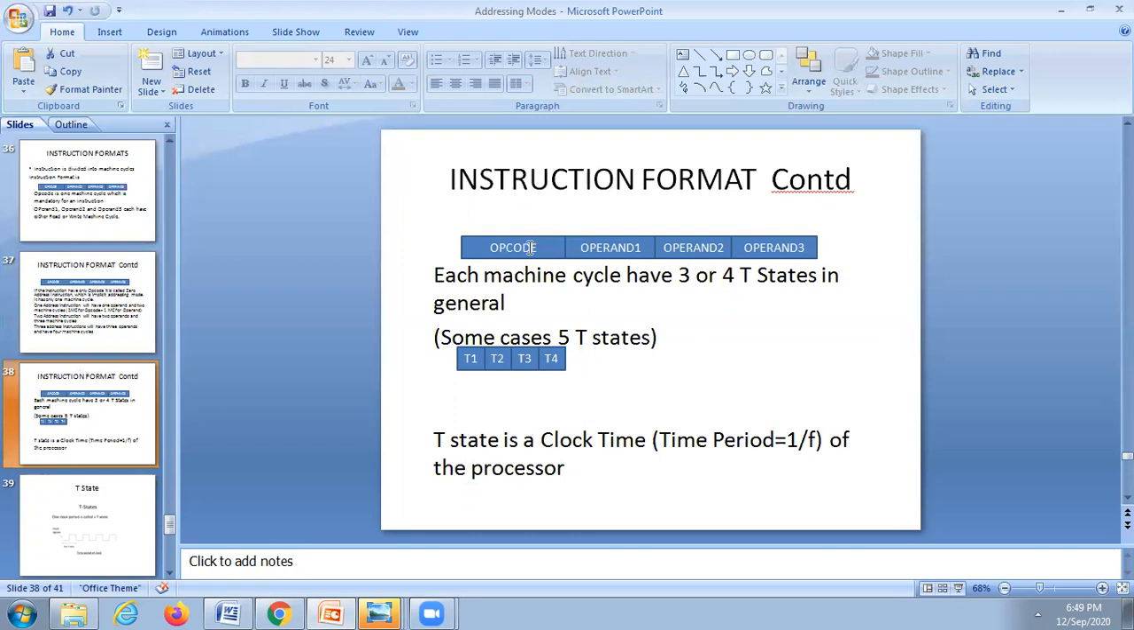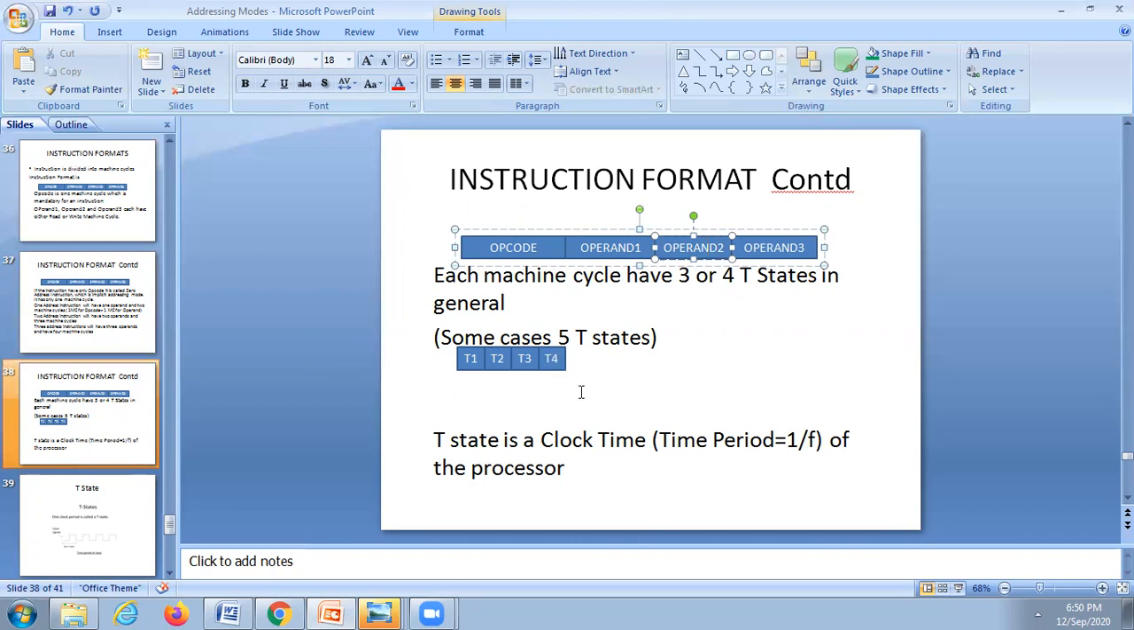The opcode requires 1 machine cycle, and the operands require other machine cycles. If there are 2 operands, we require 3 machine cycles in total: one for the opcode machine cycle, another for operand 1, another for operand 2. The operand machine cycles will be either read cycles or write cycles. Again, each machine cycle will have T states. Each machine cycle will be divided into 4 T states or 3 T states.